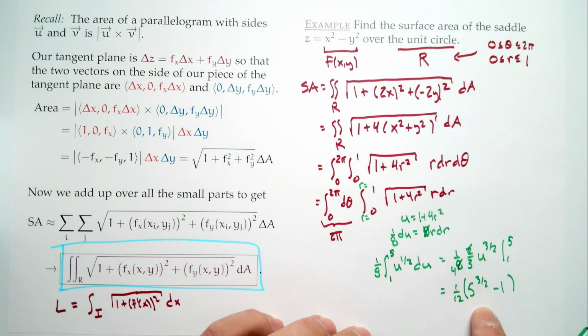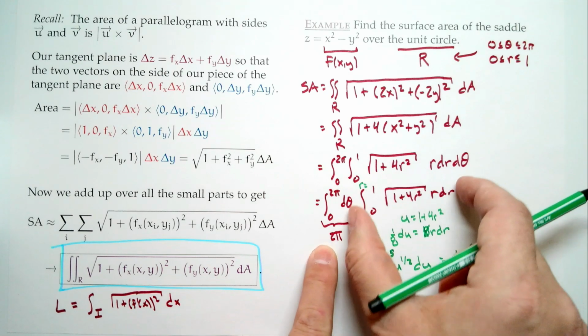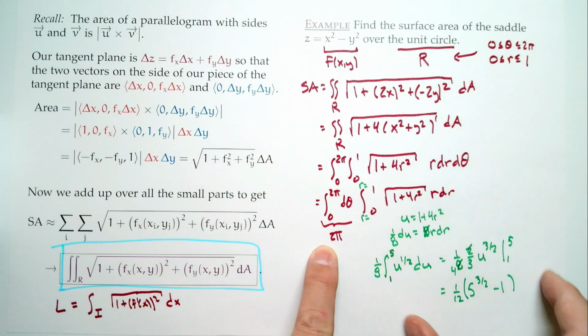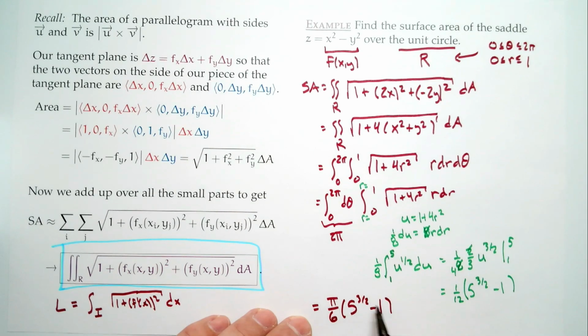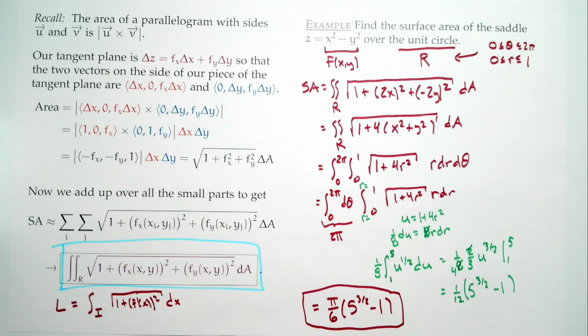Now, this is not our final answer because there's also the 2 pi. See, this is just the part for the second integral. So our real final answer is we multiply the 2 pi times 1 12th, 5 to the 3 halves minus 1, giving us pi over 6 times 5 to the 3 halves minus 1. And that's the answer.